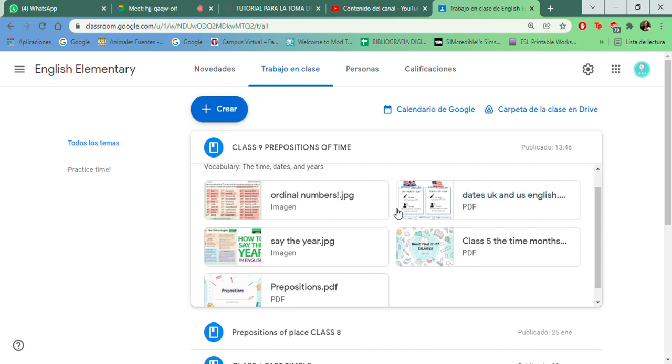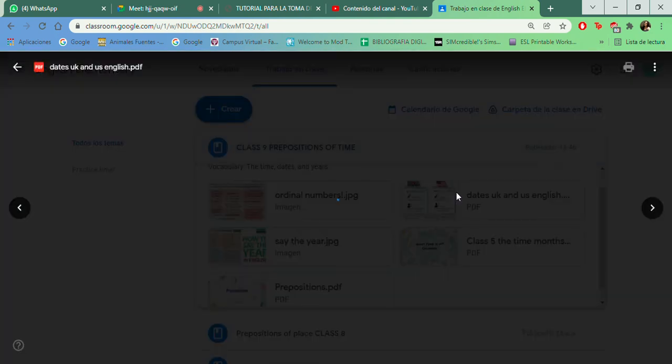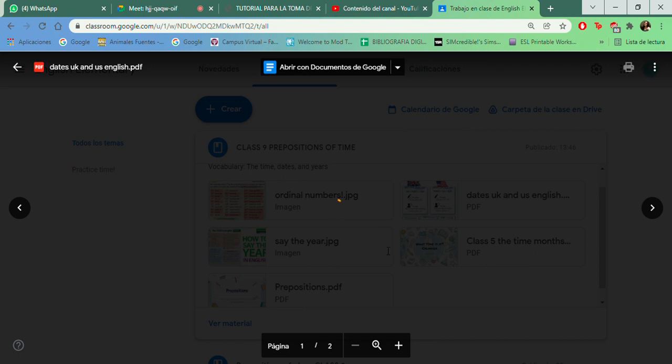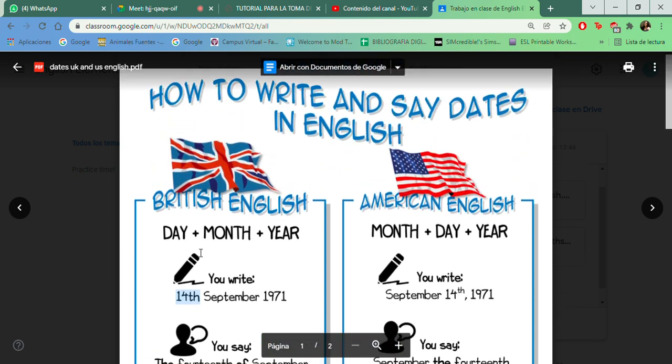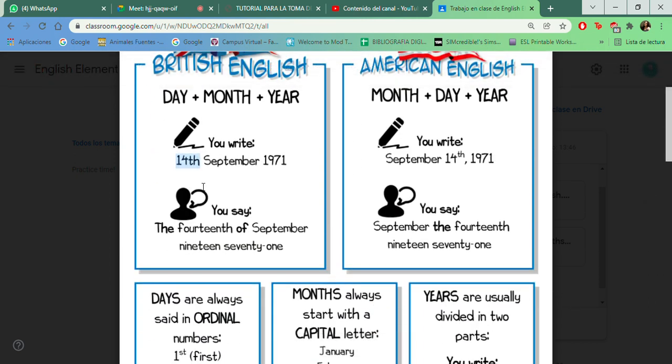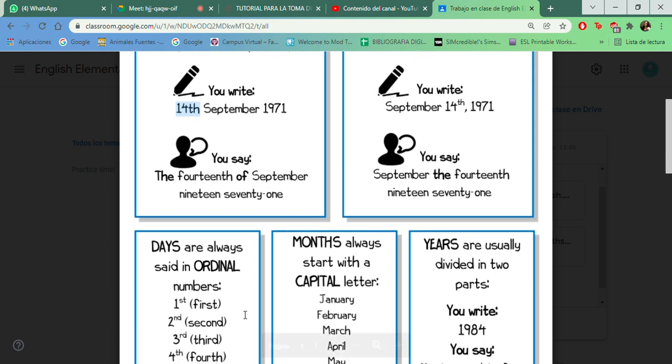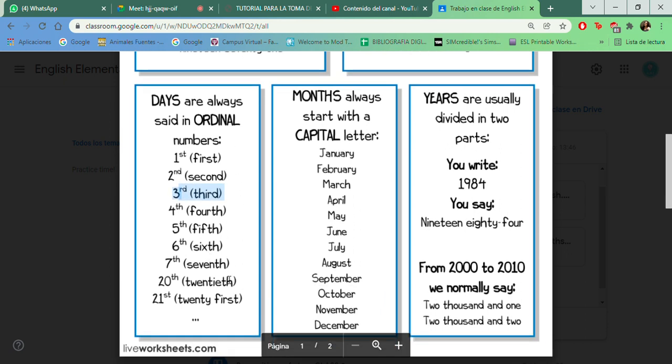So now let's talk about dates. For dates we use what we call in English ordinal numbers, okay? This is an ordinal number. So what are ordinal numbers? For example, number 1, the ordinal number for number 1? First. Second. And third. Here we have third, right?